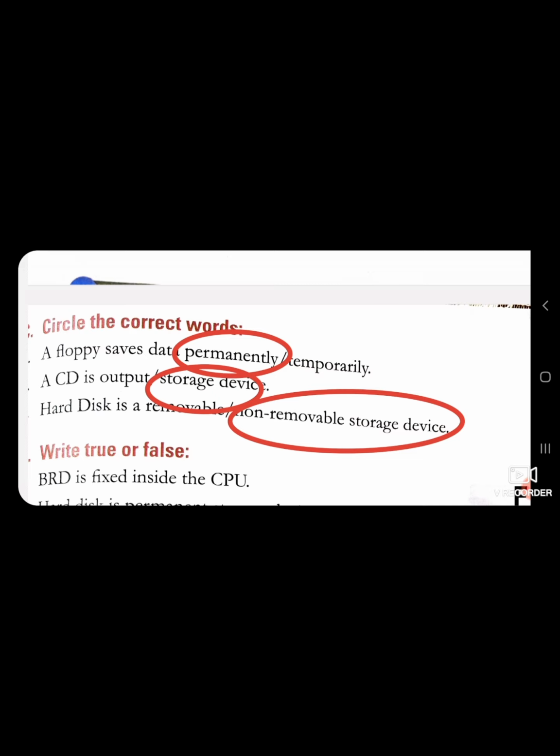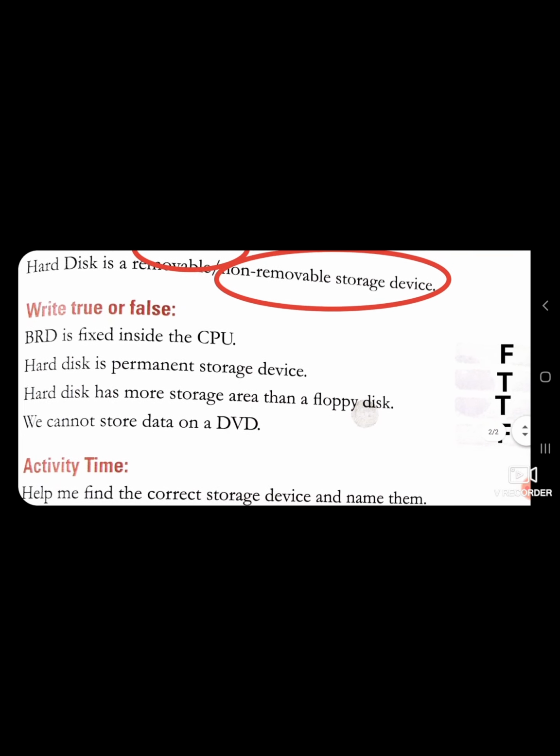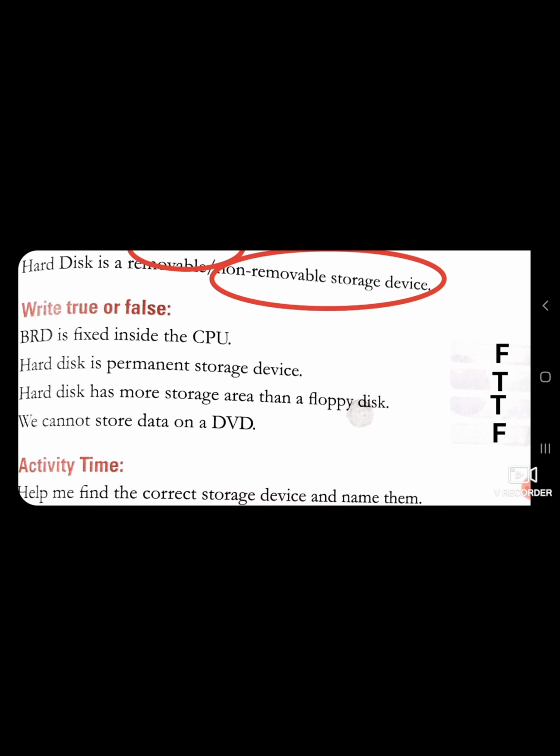Number 3, hard disk is a removable or non-removable storage device. Students, we all know that hard disk is fixed in the CPU of a computer and it is a permanent storage device. So you cannot remove it. So circle non-removable storage device. Now see the next part, that is true or false.